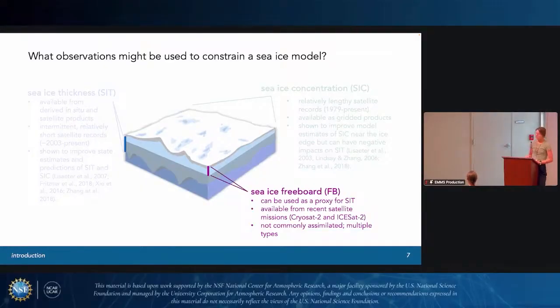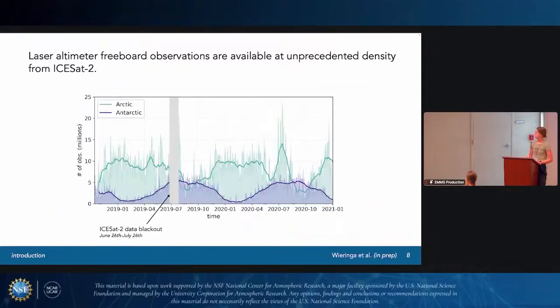In particular, if we think about the ICESat-2 freeboard observations, they are available at a really unprecedented density, though only from late 2018 onward. This figure illustrates the number of observations in millions for freeboard that are available from ICESat-2 for the Arctic in teal and the Antarctic in purple over the beginning of the ICESat-2 collection record from late 2018 through 2020. The solid lines represent the 30-day running mean, and the shading represents the total observational count. So you can see over this time period, on any given day, you're talking between 1 million to tens of millions of observations, depending on which hemisphere you're looking at.